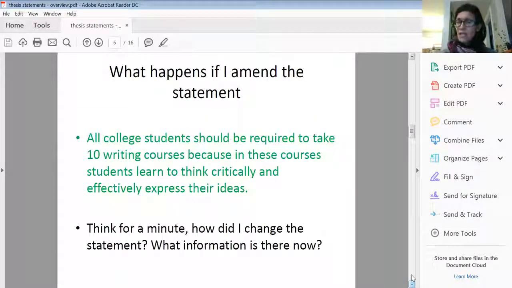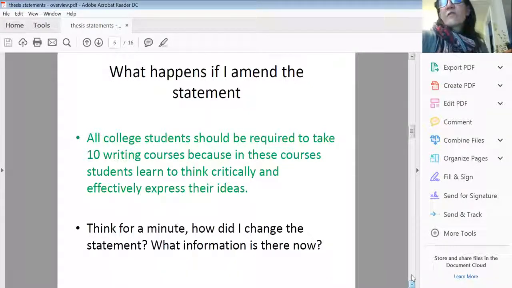But if I change that statement just a little bit, so I have all college students should be required to take 10 writing courses. So that's the original statement. Now I've added some information because in these courses, students learn to think critically and effectively express their ideas. Think for a minute then. What does the new information do?